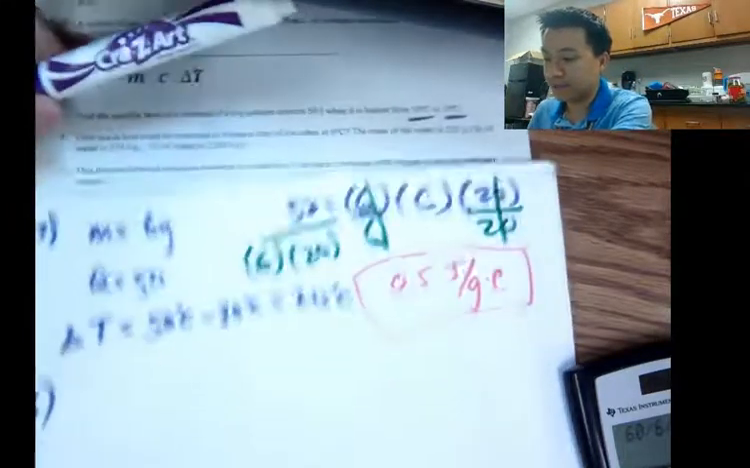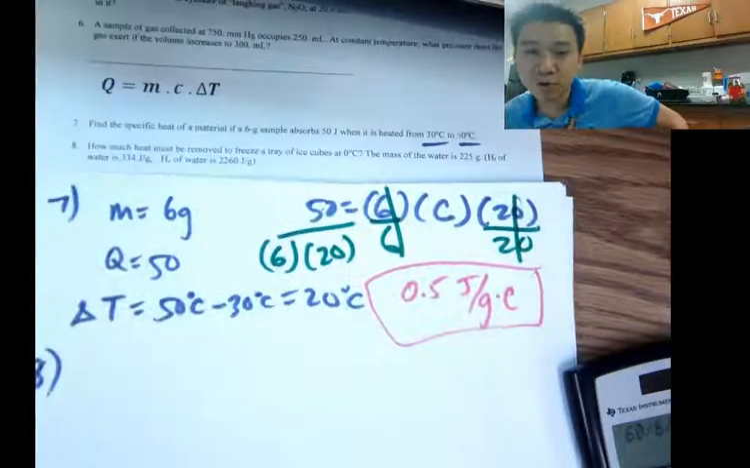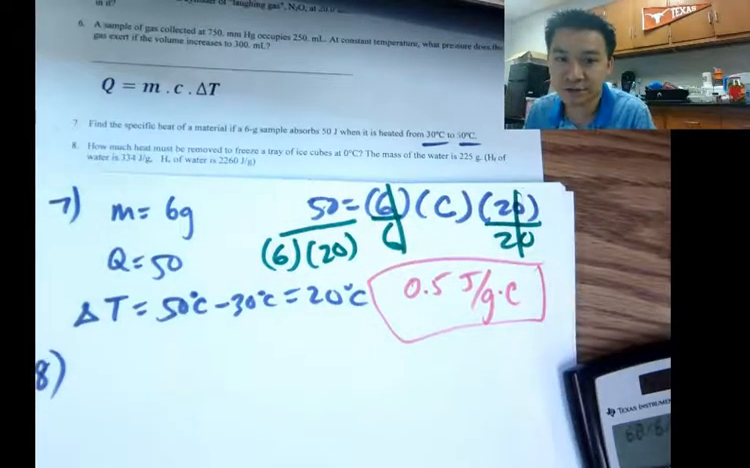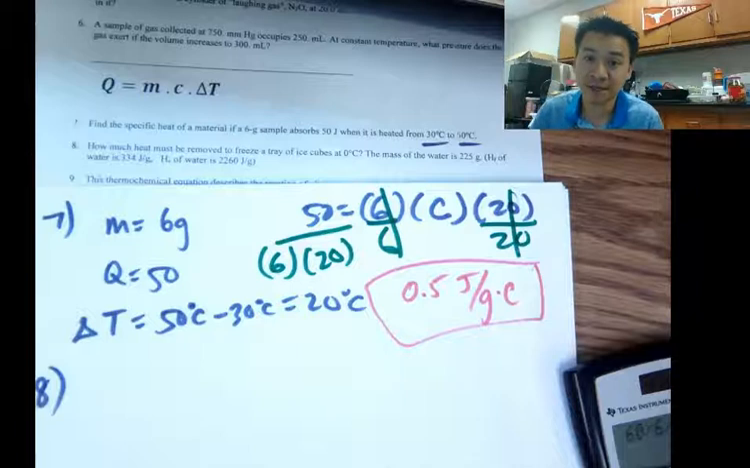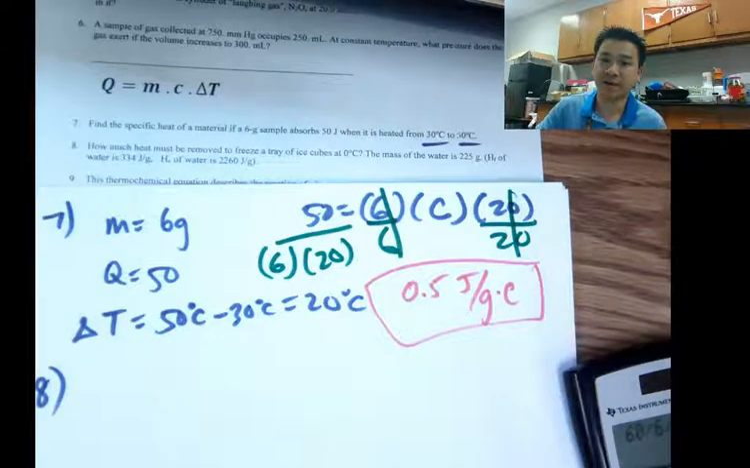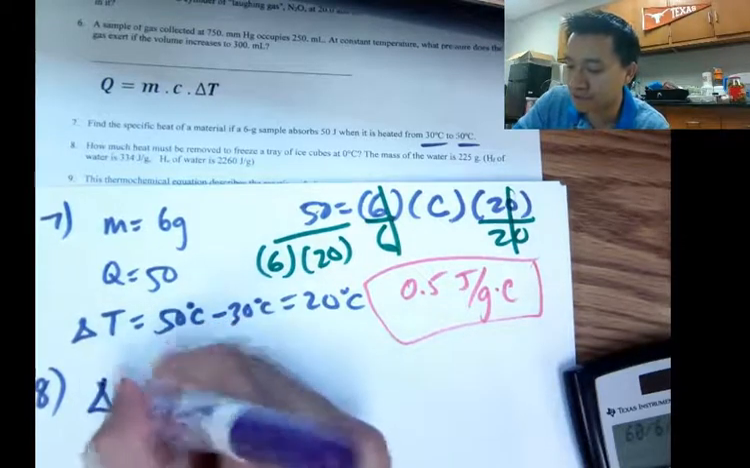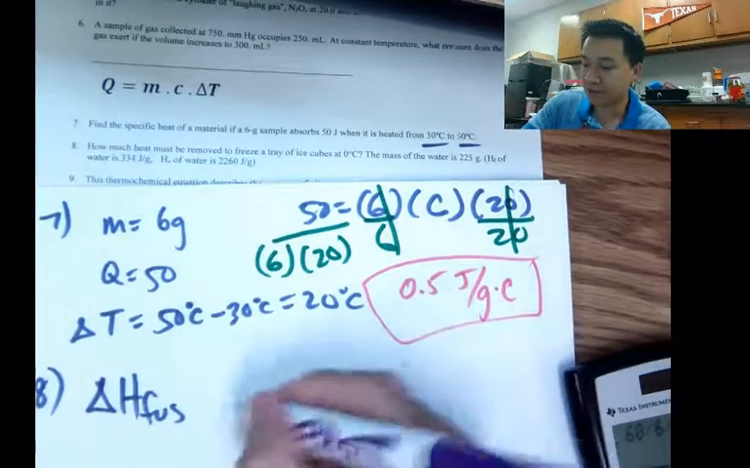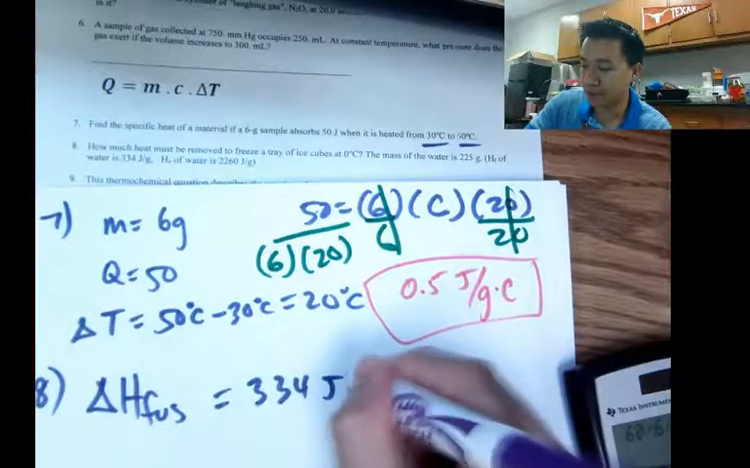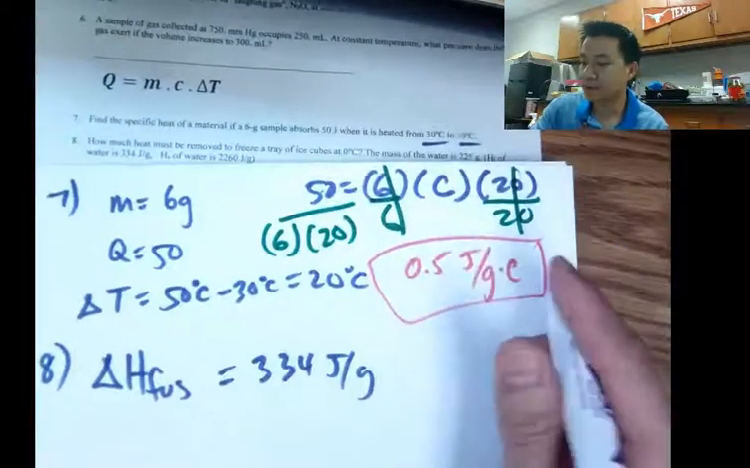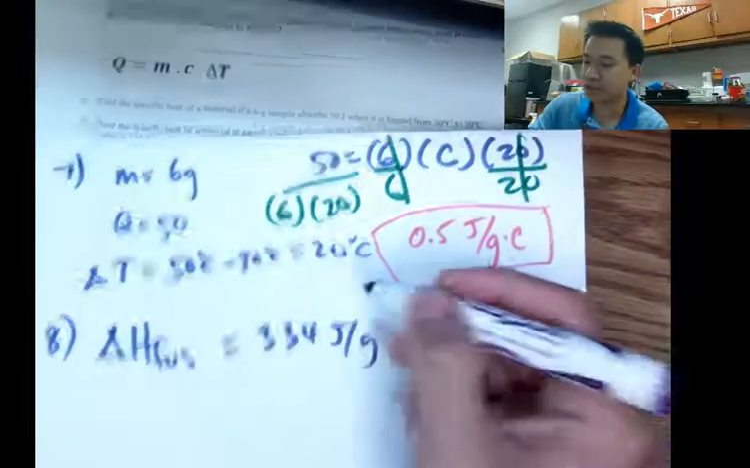What does number 8 say? How much heat must be removed to freeze a tray of ice cubes at 0 degrees Celsius, if the mass of water is 225 grams? Heat of fusion. So freezing, we're going to use the delta H of fusion there, which is 334 joules per gram. Remember, when freezing, there's no temperature change.